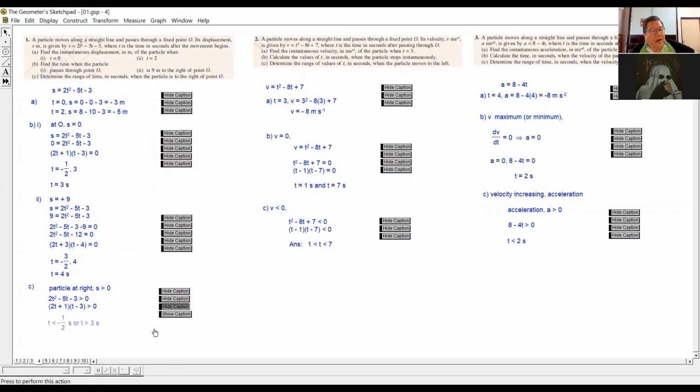So actually this one you can look and know the answer easily. So the answer is actually t is less than negative half or t greater than 3. Now t cannot be negative ma. So we know that the t must be greater than 3.